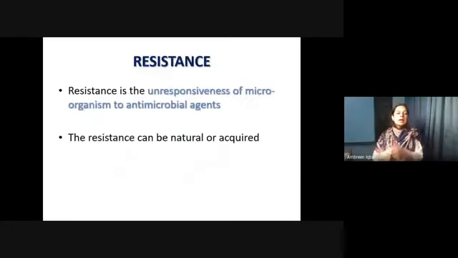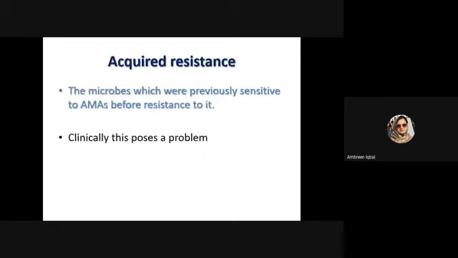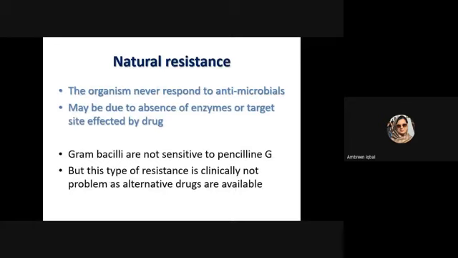So what is resistance? Resistance is unresponsiveness of microorganisms towards antimicrobial agents. These bacteria show unresponsiveness, meaning resistance, they become tolerant to the drug. The resistance can be natural, by nature, or can be acquired with the passage of time. It has modified itself and developed the resistance. Natural resistance is when the organism never responds to that agent, maybe due to absence of the enzymes or target sites affected by the drug. Like gram-negative bacilli are not sensitive to penicillin G, but this type of resistance is clinically not a problem as we have alternative drugs available.